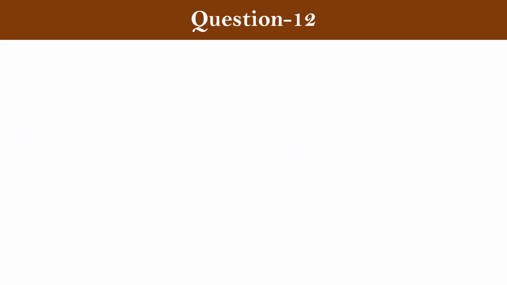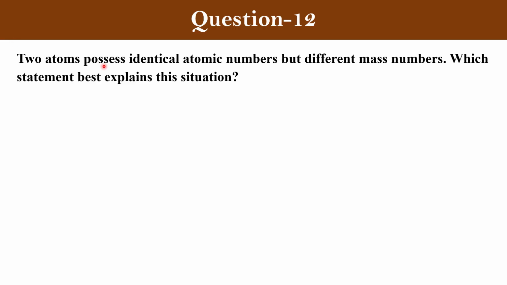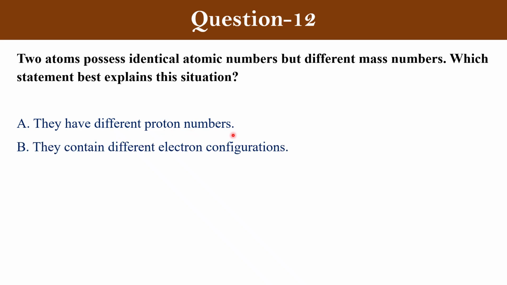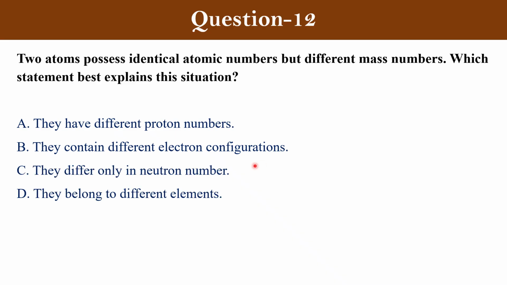Now move towards question number 12. Two atoms possess identical atomic number but different mass number. Which statement best explains this situation? Option A, they have different proton number. Option B, they contain different electron configuration. Option C, they differ only in neutron number. Option D, they belong to different elements. Which is the correct answer?